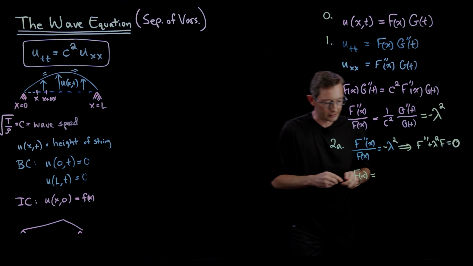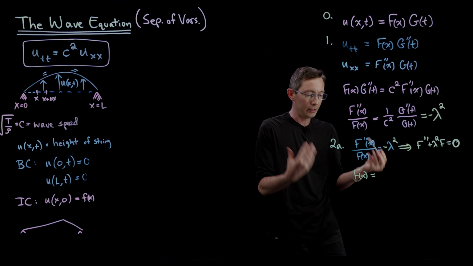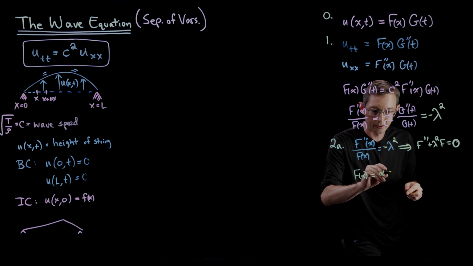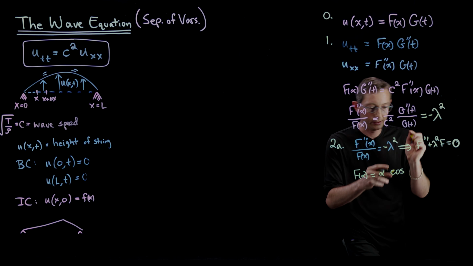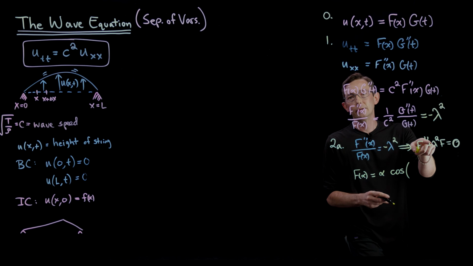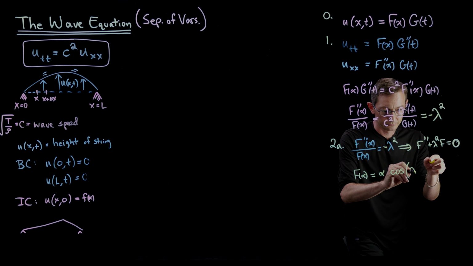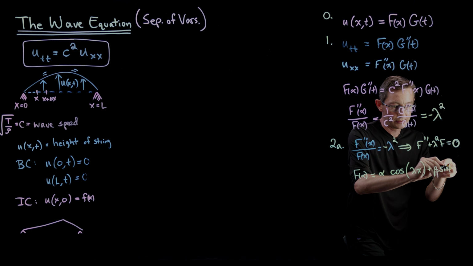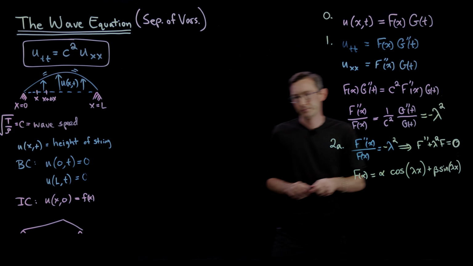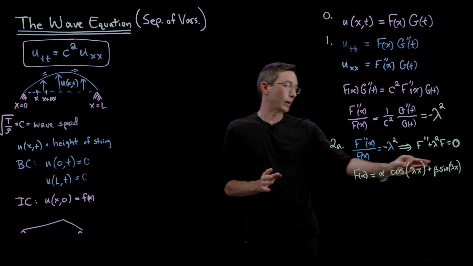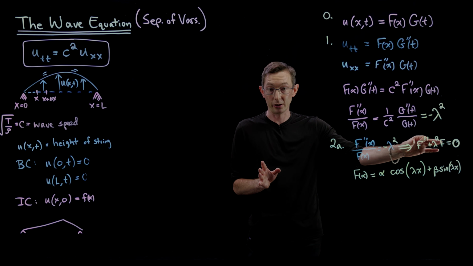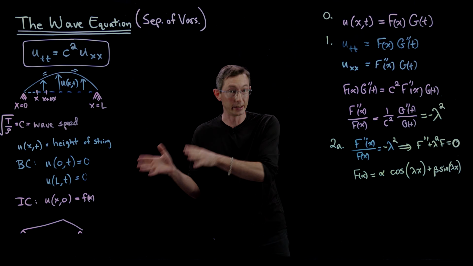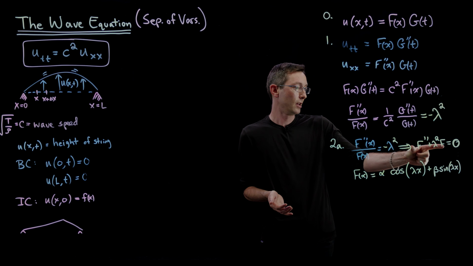and how do I want to write this? This is going to have f of x equals some constant, I'll call it alpha, cosine of lambda x plus some other constant beta sine lambda x. Okay, good. So this is just what happens when you solve this differential equation. You get a cosine and a sine component. Again, you can go back to your basic linear ordinary differential equations to solve this.